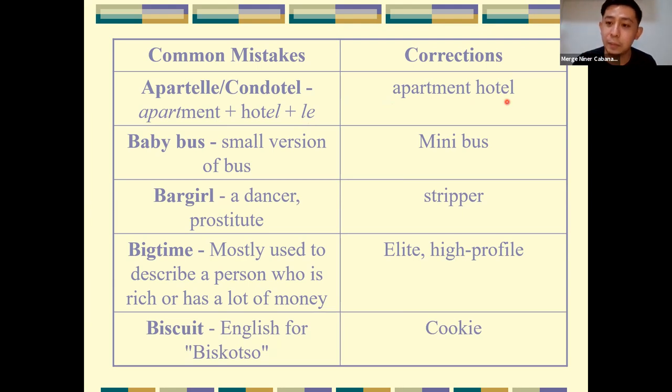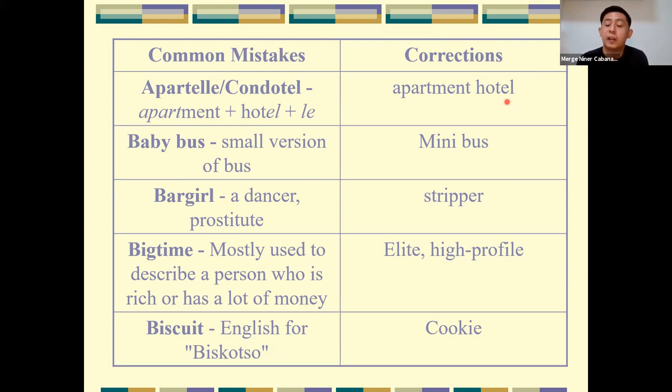You don't refer to it as apartel because this is just a term that Filipinos invented. This is just our own code mixing, okay? Now, baby bus. Have you ever seen a bus getting pregnant, and then a big bus giving birth to a bus? I mean, it's not gonna work. So you want to say a bus that is smaller than the usual? So you say minibus or small bus, okay?